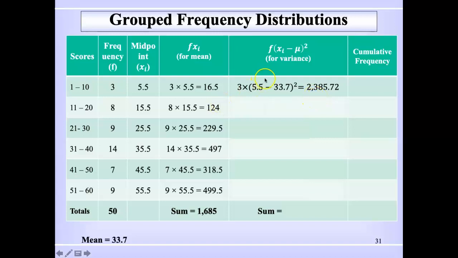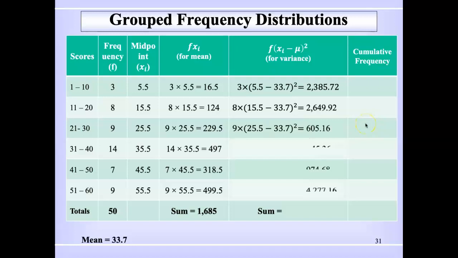So on to row 2. We start with the frequency. The frequency here is 8, multiplied by, open bracket, the midpoint xi, which is 15.5, minus the mean, all squared. And that should give 2649.92. We continue that process for the entire column, and we get all the results.